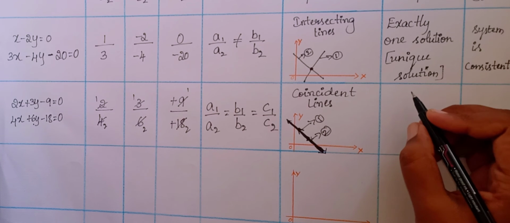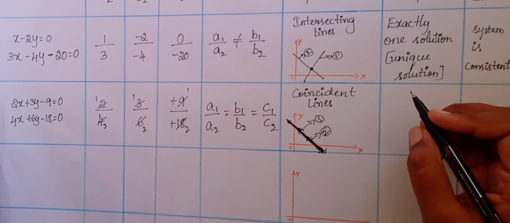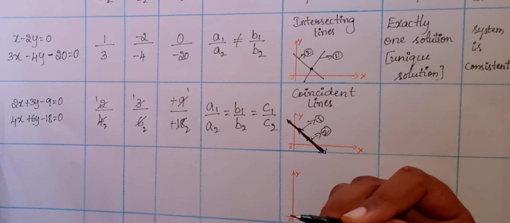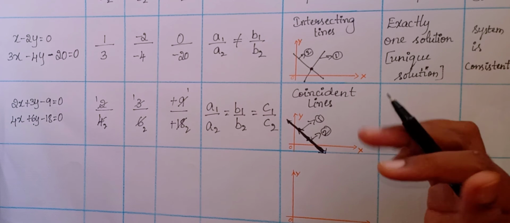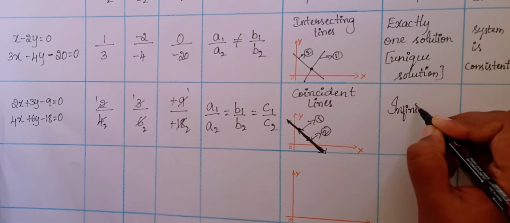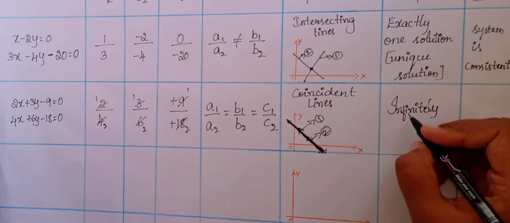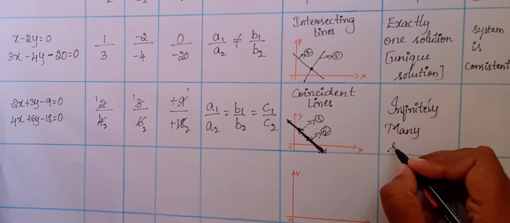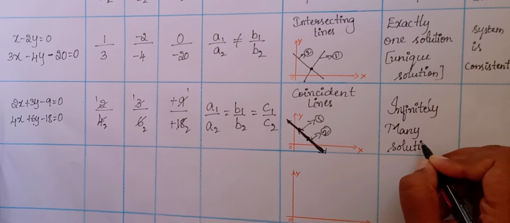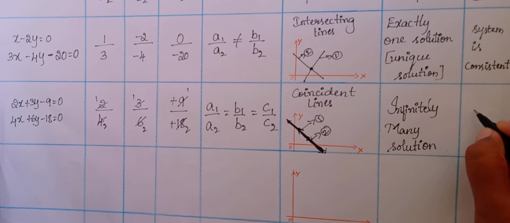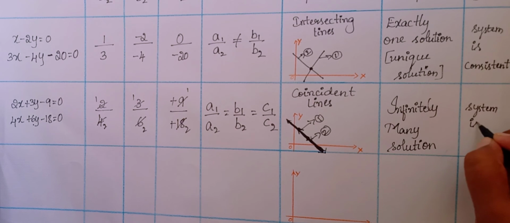So therefore we can write how many solutions it is getting. Coincident means it is getting infinitely many solutions, because it is not at one point, all the points are connecting to each other. So therefore we can say it is getting infinitely many solutions. So is it consistent or inconsistent? Because it is getting a solution, we can say this system is consistent.